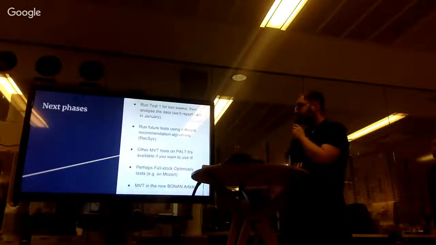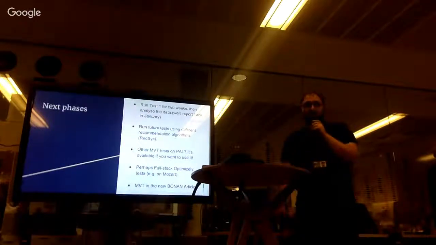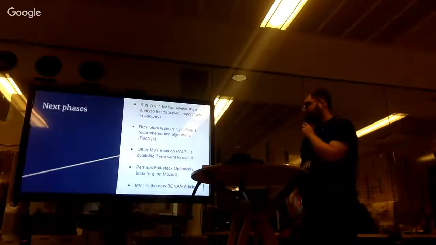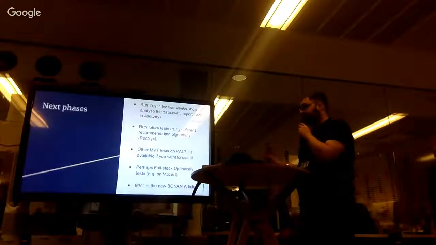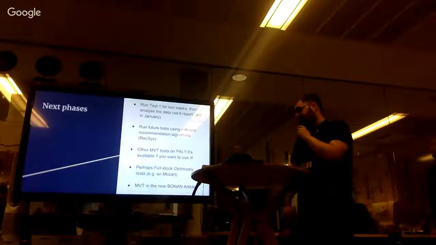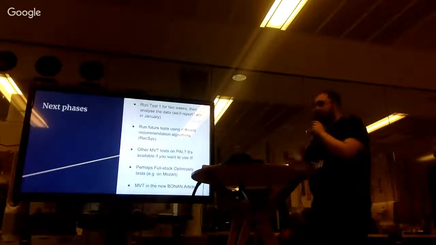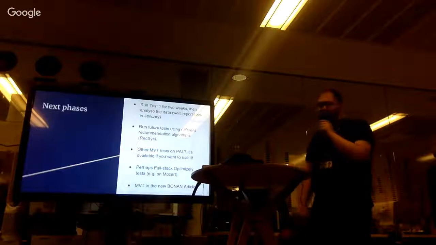The next phase is we're going to run test one for about 2 weeks. We're going to come back in January to see what the results were. We're going to run future tests using different recommendation algorithms, in collaboration with our audience engagement team. We can have other tests on the panel as well, but this is something to be discussed. And we're going to start thinking about full stack optimizing and what we can do for the current systems and perhaps the new vertical.